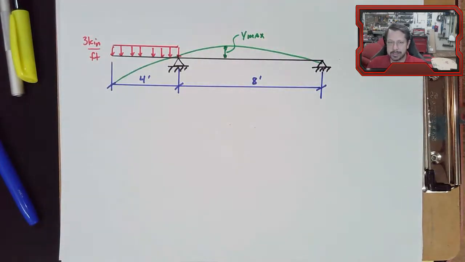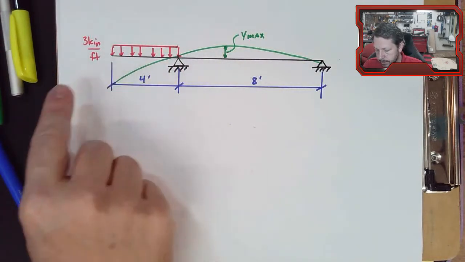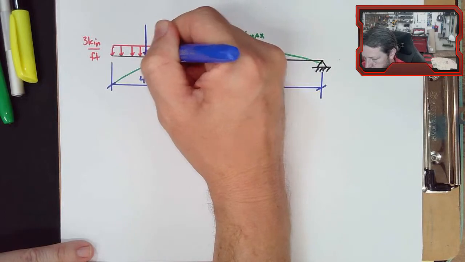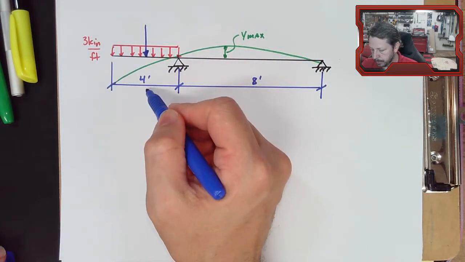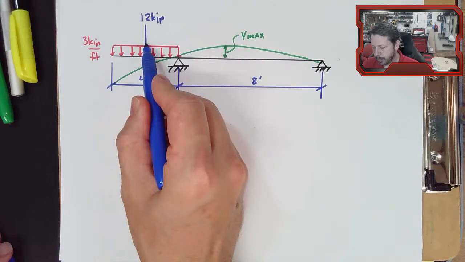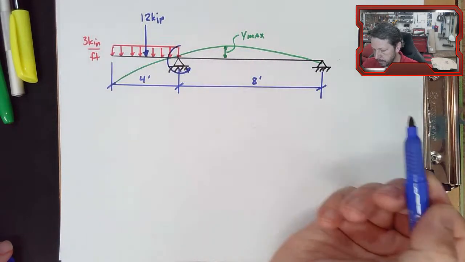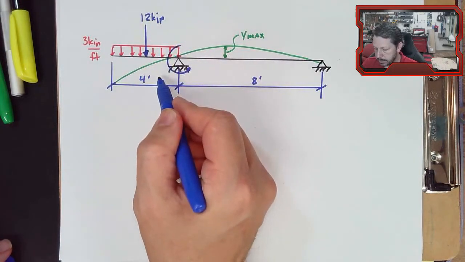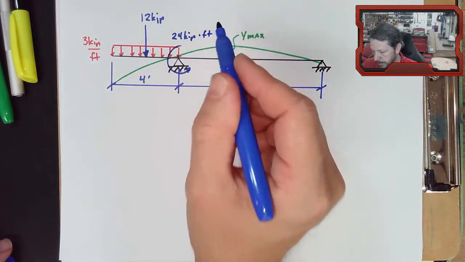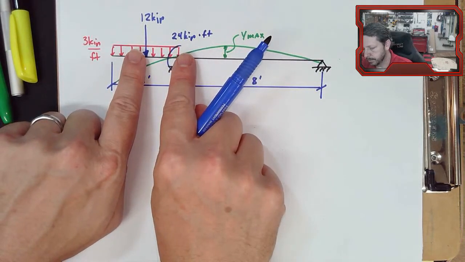But we don't have any cases that look like that. So what we can do is take this distributed load and lump it into a point load. 3 kips per foot over spanning 4 feet is 12 kips. Then take this point load and convert it to a moment here. So this moment would be 12 kips times 2 feet, 24 kip-feet. And the 24 is 12 times this distance, which would be 2.